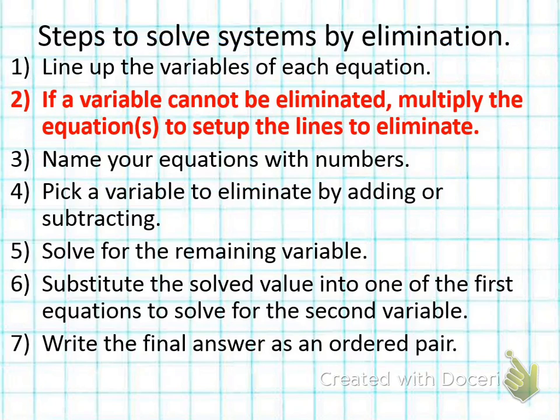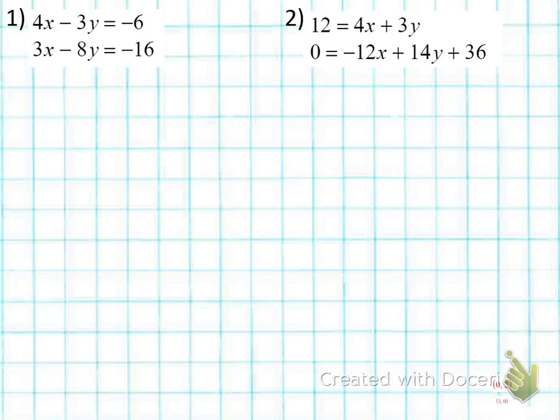So here we go. Watch me do numbers 1 and 2. First thing I would do on each of these is always name them 1 and 2 on the first equation. And then I'm going to look at my x's and see, are my x's the same? No, they're not, so I can't eliminate the x's. Look at my y's. Can I eliminate my y's? No, they're not the same. Okay, so now we're kind of in trouble.